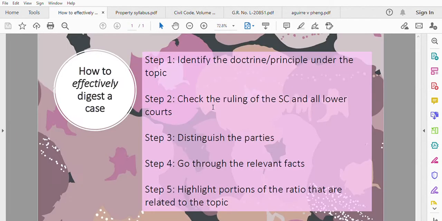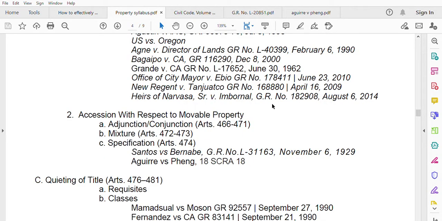So for the first step, identify the doctrine or principle under the topic. You can do this by looking at your syllabus. Here we have a copy of our syllabus in property law, and Aguirre versus Feng is placed under the topic of specification, Article 474 of the New Civil Code.